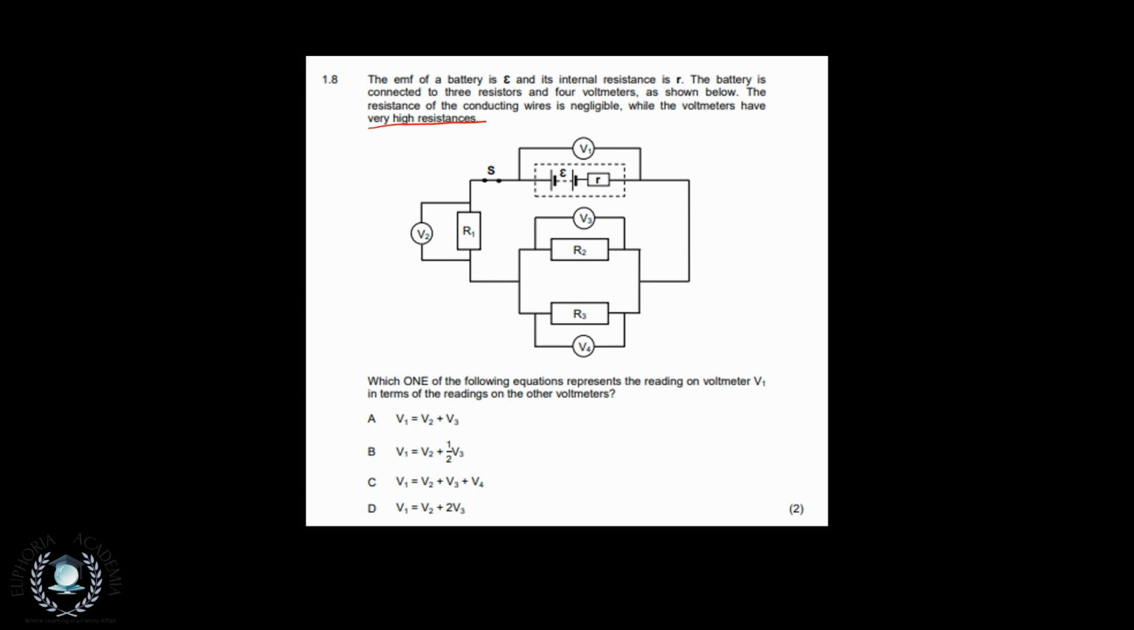So what we're going to find is V1, which essentially reads the potential difference across the whole circuit. That is what it's reading. So V1 is the whole circuit, and we're meant to find the equation that represents the reading on V1. So how are we going to find V1? V1 essentially measures the potential drop in this whole circuit.